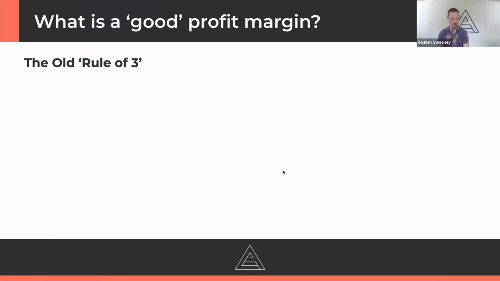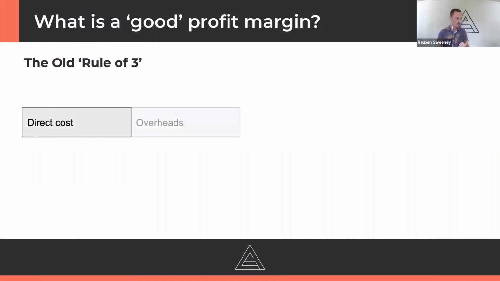Awesome. Wrapping this up, we're just coming up to the end of our workshop here today. What is a good profit margin? For years and years, we've talked about the old rule of 3, which is for every dollar a billable team member earns me, a dollar is for the direct cost for paying that person, a dollar is for overheads, and a dollar is for me, the practice owner or the owners.